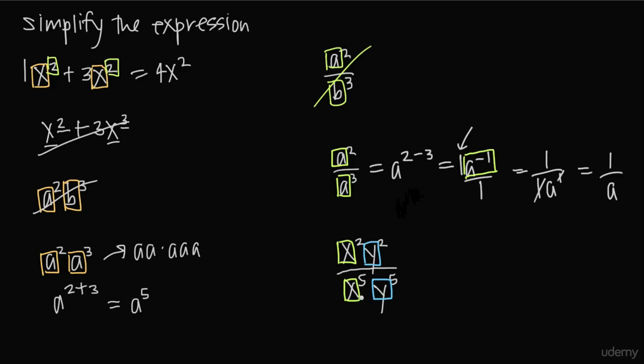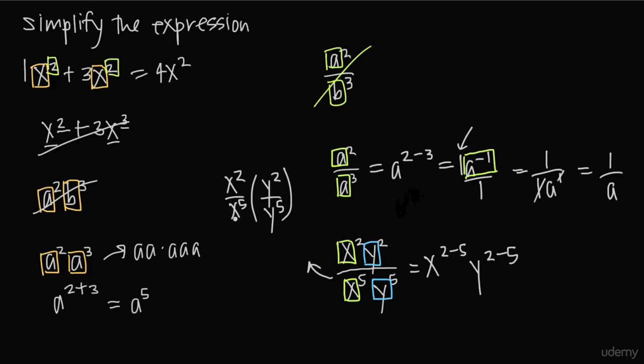So again, dealing with our x's here, we'll get x to the 2 minus 5 when we take the numerator exponent minus the denominator exponent, and then that's going to be multiplied by y to the 2 minus 5. And that's the case because you can think of this here as essentially x squared over x to the 5th times y squared over y to the fifth. That's the same thing. So that's why we can deal with the x's separately and then multiply by whatever we get when we simplify this y squared over y to the fifth.